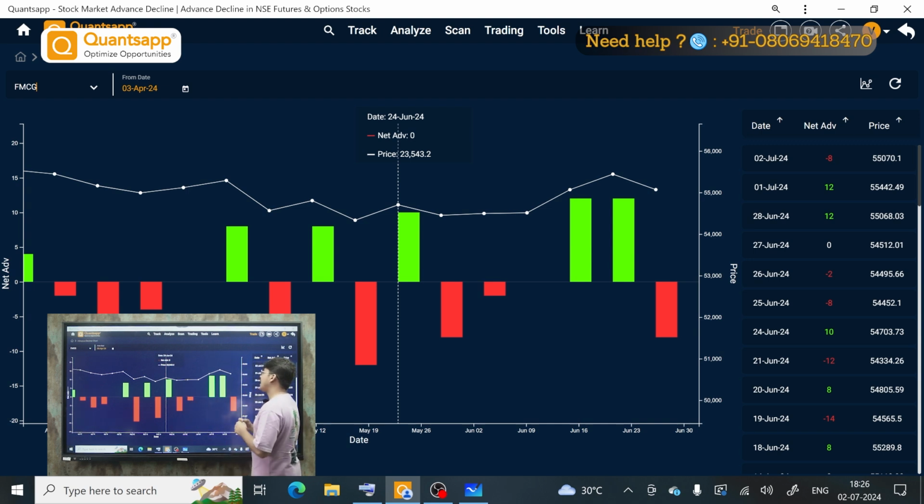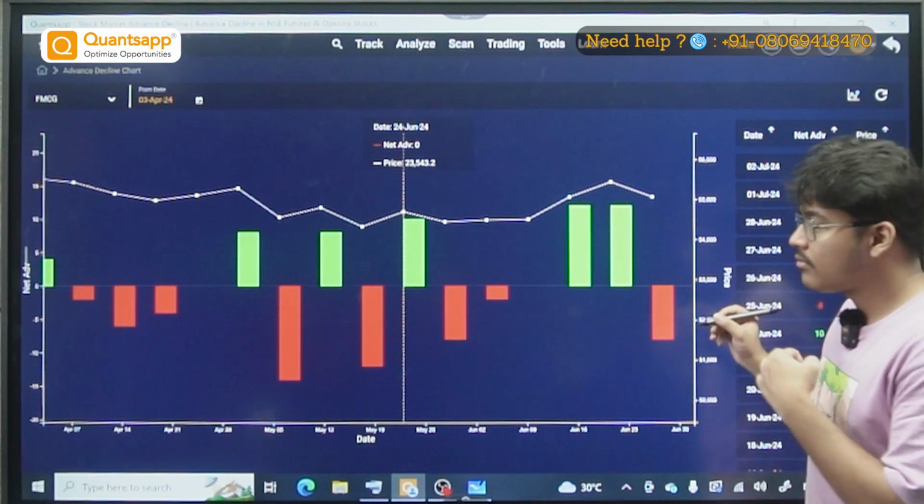So not just the entire market breadth, but you can also check the sectoral breadth of each of the sectors. I can see that the FMCG sector looks a little bit uncertain, since the price is also moving in a range and there are some green bars, some red bars. It looks very uncertain. I would not know if FMCG is going up or going down. So I'll maybe stay away from this sector.